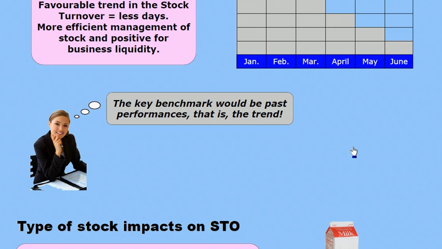The key benchmark when evaluating stock turnover would be past performances, that is the trend. Look at the trend. Is the trend reducing in days or increasing in days? Businesses want the trend to reduce in days over time. That would indicate more efficient management of stock, and that would be consistent with an improving liquidity situation.